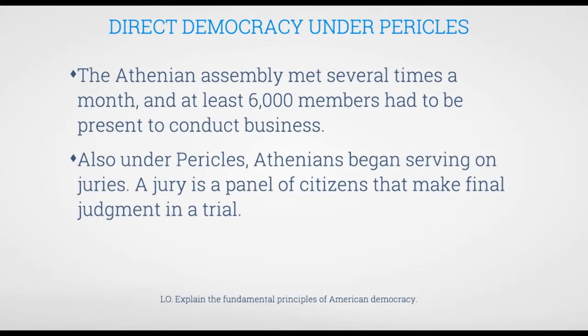The Athenian assembly met several times a month, and at least 6,000 members had to be present to conduct business. That's called a quorum, or a minimum number that had to be there. And of course, that's a very large quorum. At least 6,000 members had to be present. Also under Pericles, Athenians began serving on juries. A jury is a panel of citizens that makes the final judgment in a trial.